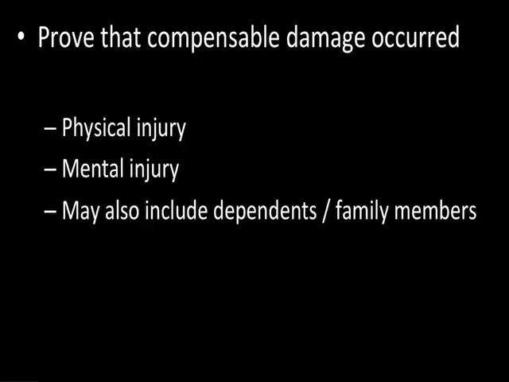Step 3. The claimant must prove that comprehensible damage occurred. This could be physical injury, it could be mental injury, and please note also that dependents could also claim negligence on behalf of the claimant. So in the case of Annetts versus Australian Stations, 2 station hands actually perished while working on the station, and their family brought a successful negligence case against the station which resulted in their death.